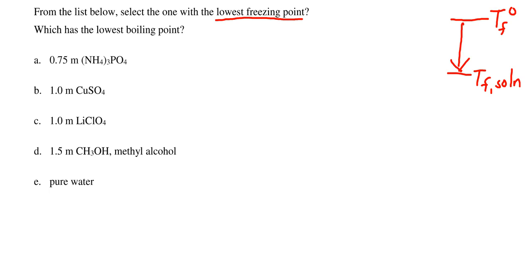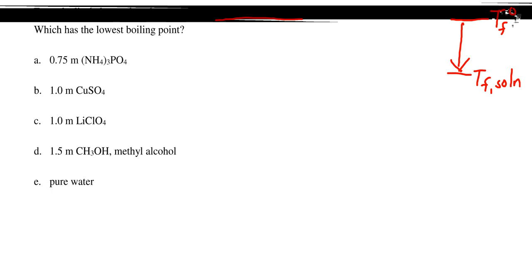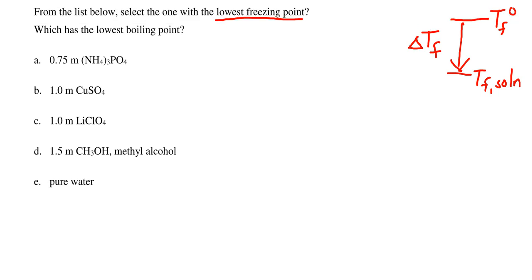This problem deals with freezing point depression, the concept that the freezing point of a solution is lower than that of the pure solvent. The amount that the freezing point of the solution is lowered relative to the pure solvent is delta TF. So we want the largest value of delta TF, and that will correspond with the lowest freezing point.